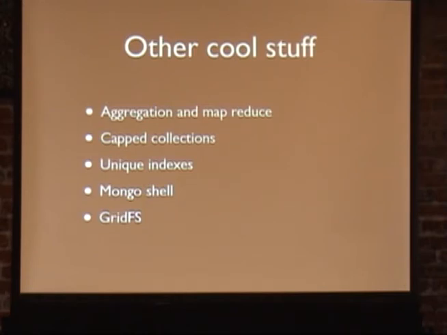Capped collections are cool. They're basically collections where you say, this collection I want to have at most 10 gigs of data or at most 20,000 documents or something like that. And it'll basically auto age out as you insert new documents. So that can be used for things like logging. We use it internally for replication. That's where we store the operation log, in a capped collection. Unique indexes: when you create an index, you can say if you want it to be unique.